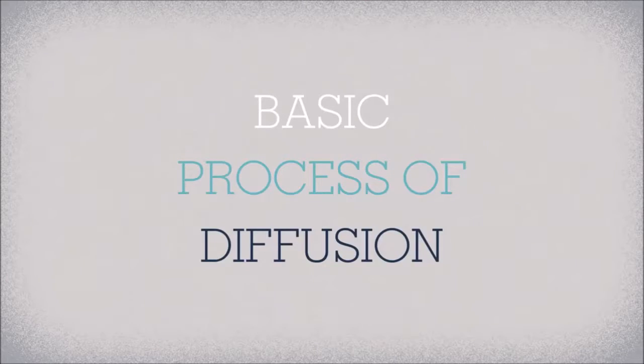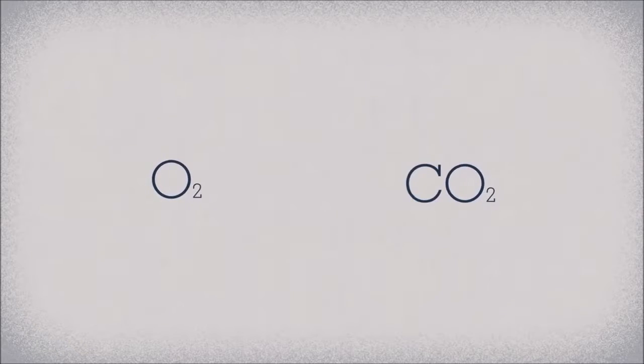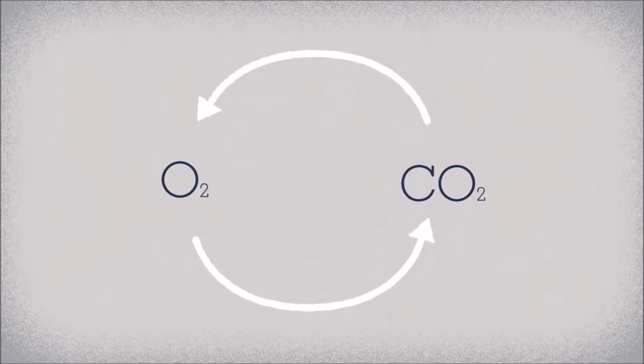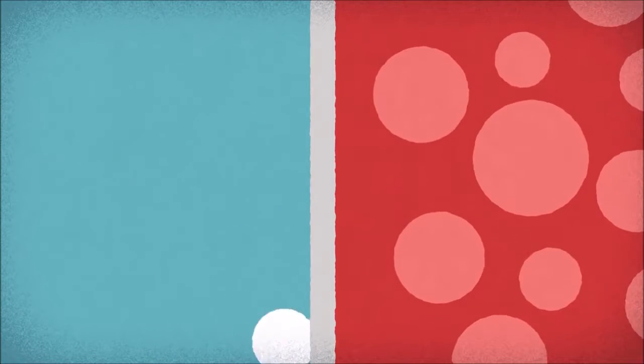But due to the basic process of diffusion, the molecules of each gas want to move to a place where there is a lower concentration of their kind. So as oxygen crosses over to the capillaries, the hemoglobin grabs it up, while the carbon dioxide is unloaded into the lungs. The oxygen-rich hemoglobin is then transported throughout the body via the bloodstream.